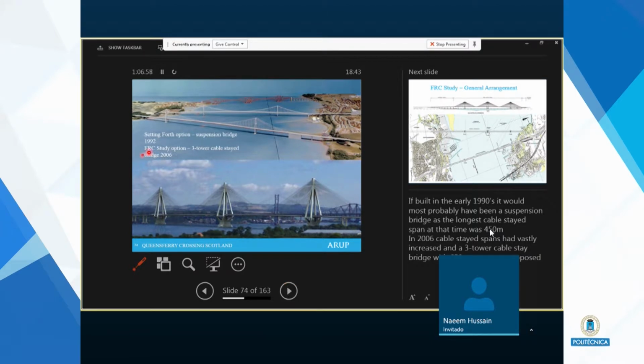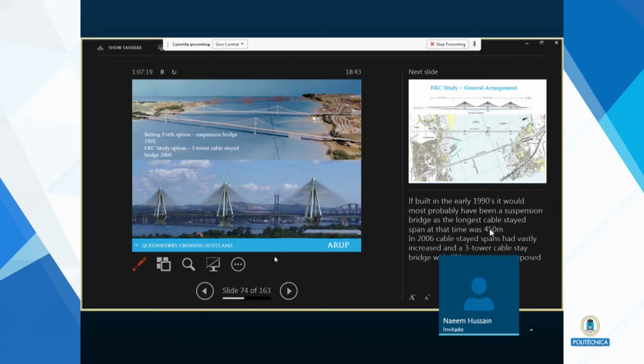Now, back in 1992, they did think about a bridge. And had the bridge been built in 1992 or 94, it would most probably have been a suspension bridge like this. Because at that time, the longest cable stay bridge span was only like 450 meters.